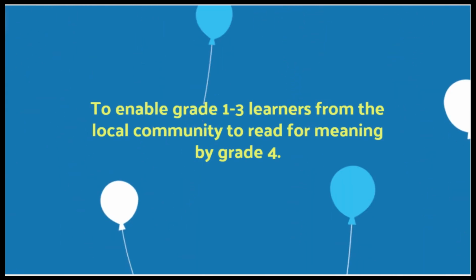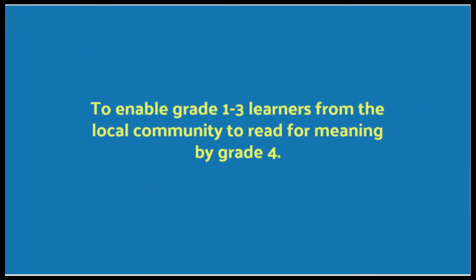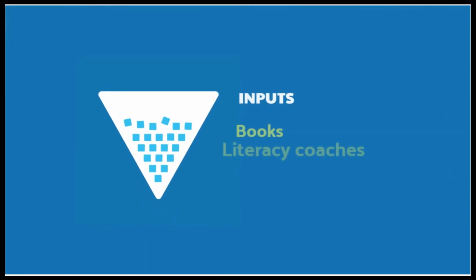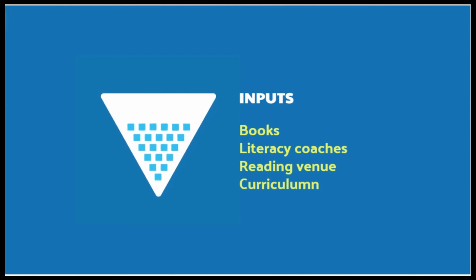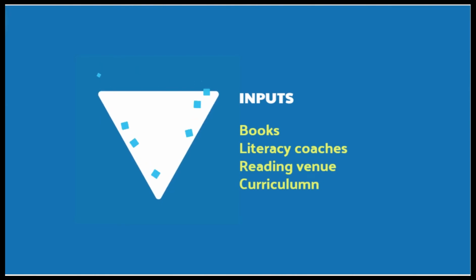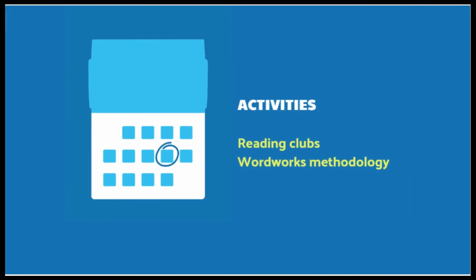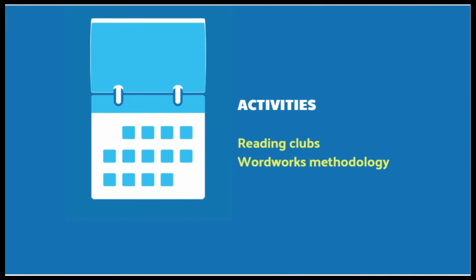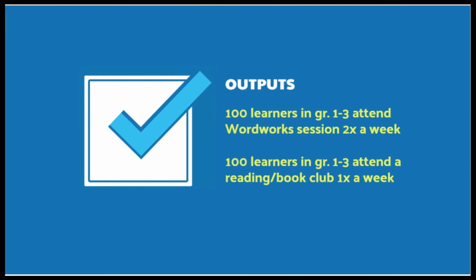An example we use here is to enable grade 1 to 3 learners from the local community to read for meaning by grade 4. To achieve the result, we will need inputs of books, literacy coaches, reading venue, and possibly a curriculum. The activities would be reading clubs or book clubs, implementing the WordWorks methodology. Outputs would be 100 learners in grade 1 to 3 attend WordWorks sessions twice a week and a reading or book club once a week.